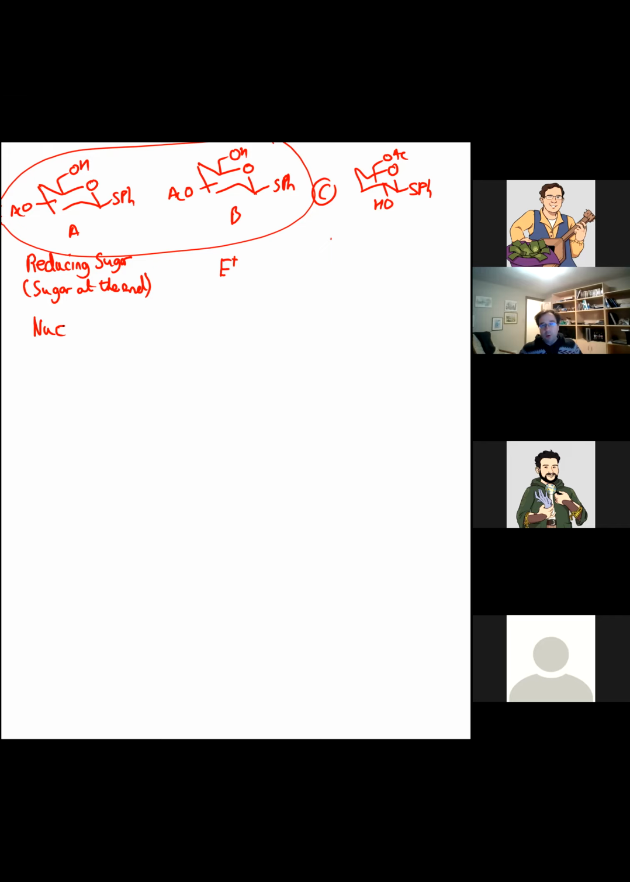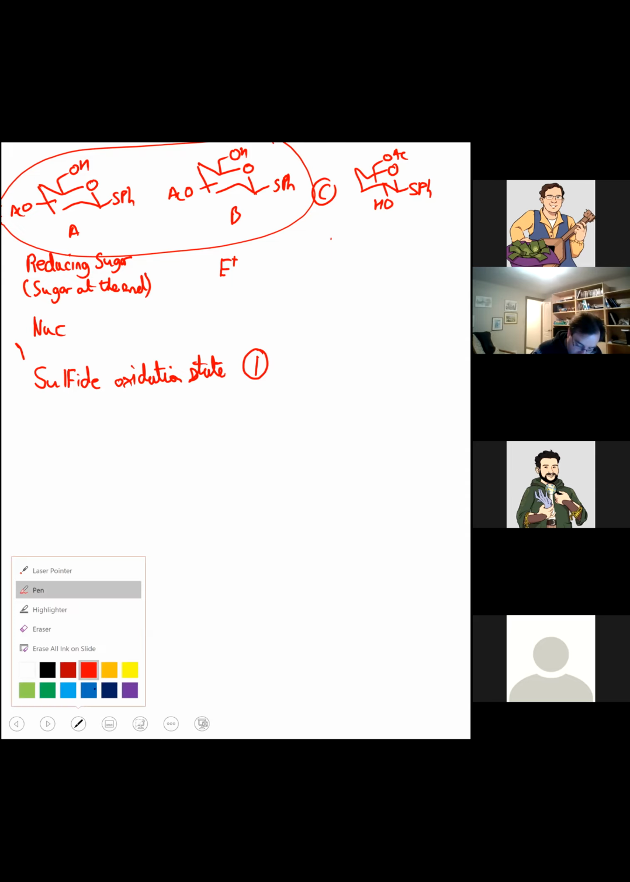Ideally, we want to make one more reactive than the other. And we have two different ways we can do this. One way is we can play around with the sulfide oxidation state. There are ways to differentiate. I'm just going to change color.